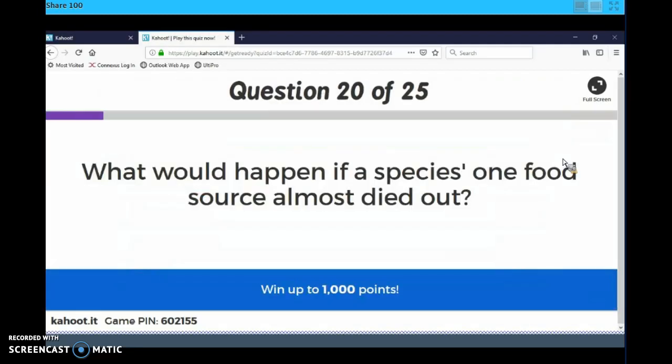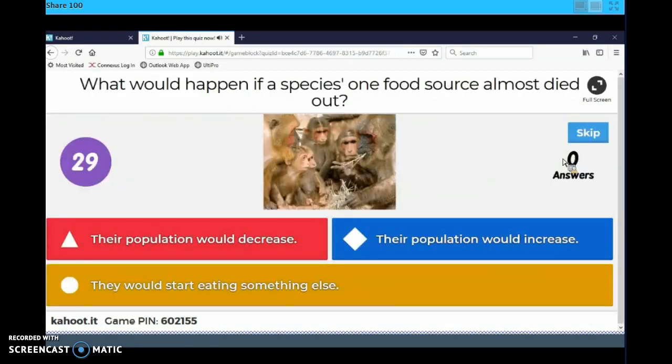All right, what would happen if a species' one food source almost died out?